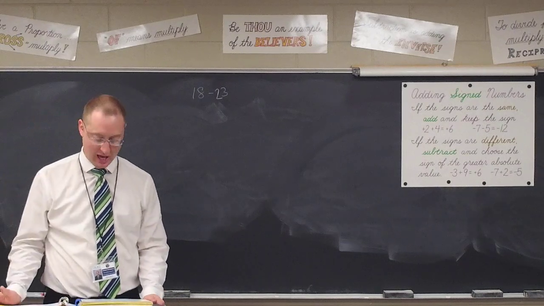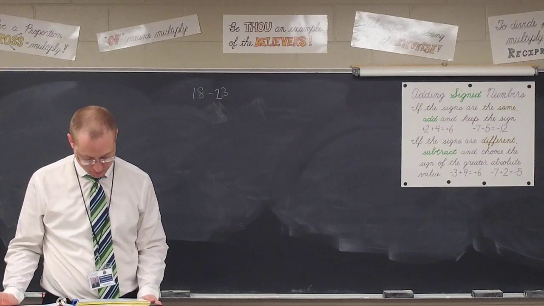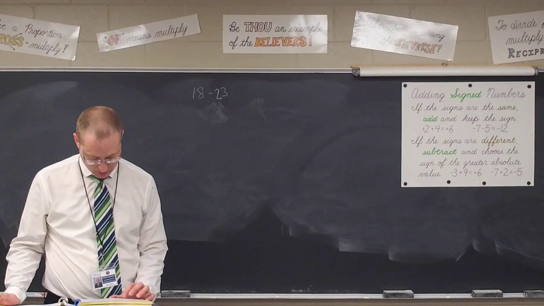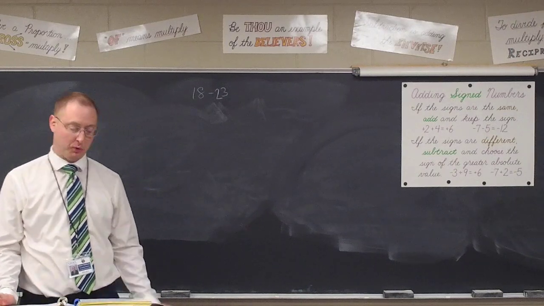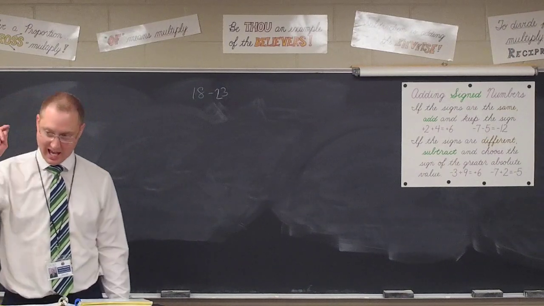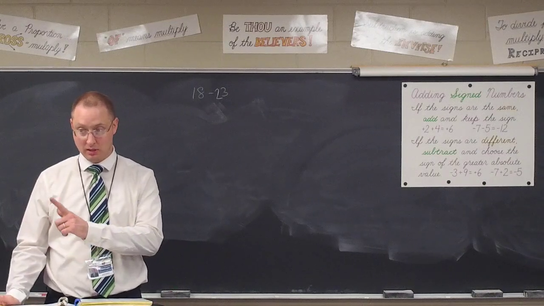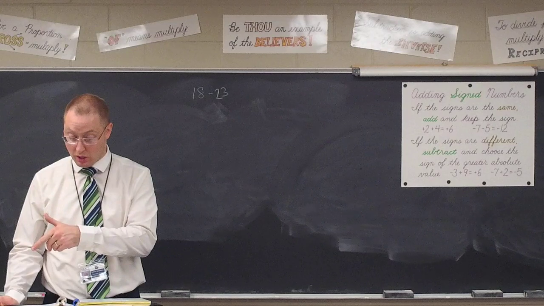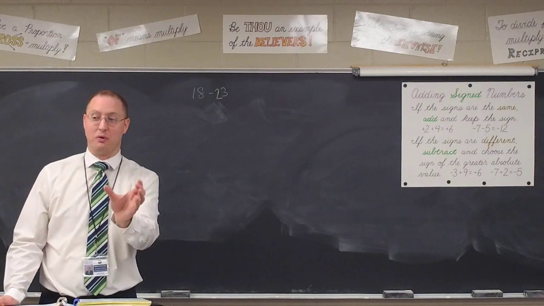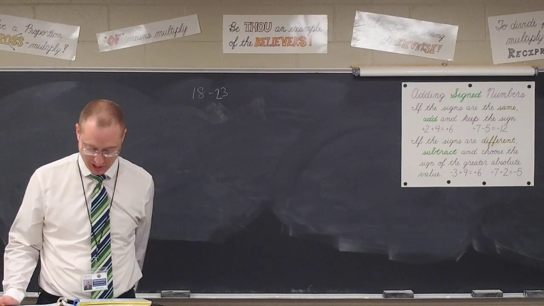Number 20. How do we rewrite that, Bryson? Negative 6 plus negative 4. Since the signs are the same, we add and keep the sign. We get? 10. Keep the sign? Oh, negative 10. You get negative 6 plus negative 4, so negative 10. There we go. Be careful to keep the sign.